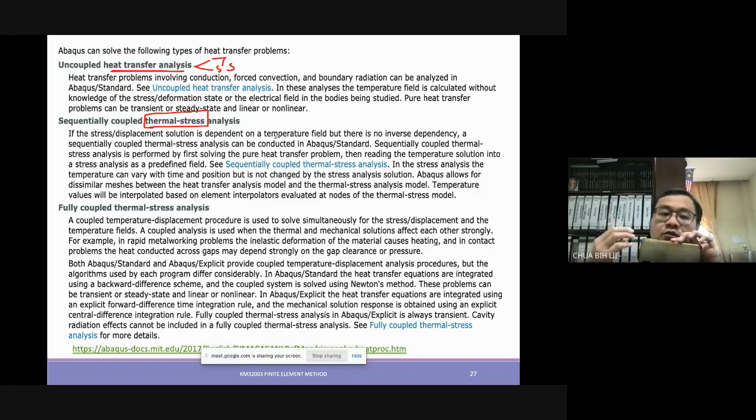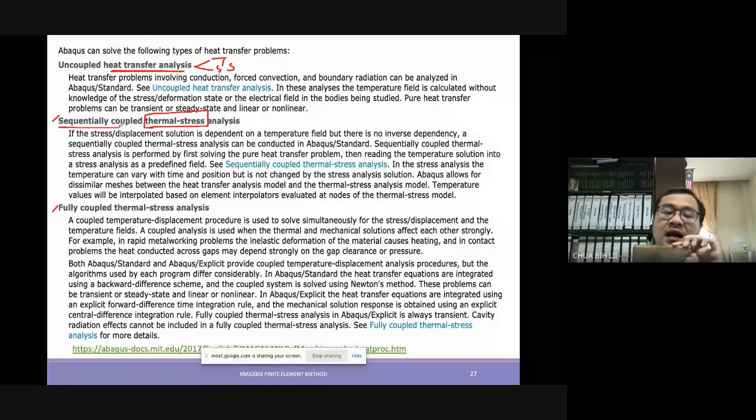Okay, one way is we call it sequential coupled thermal stress analysis. The second way is we call it fully coupled thermal stress analysis. For the first way, the software will run only heat transfer analysis, from time 0 until the end, maybe 100 seconds. So from 0 to 100 seconds they run the heat transfer analysis only, until the end, until 100 seconds, then stop, finish.